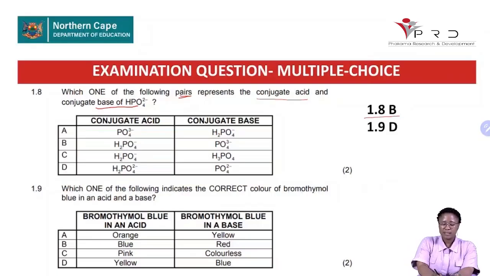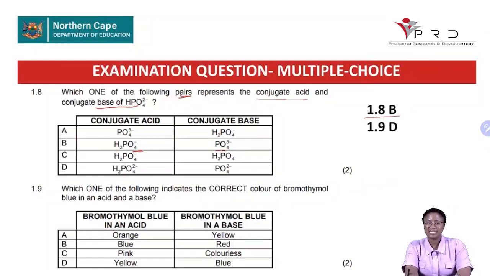Why is the answer B? Because for the conjugate acid-base pair, you need to have HSO4 minus as your acid, and then your PO4 3 minus as your conjugate base. All right, so that is the correct answer.